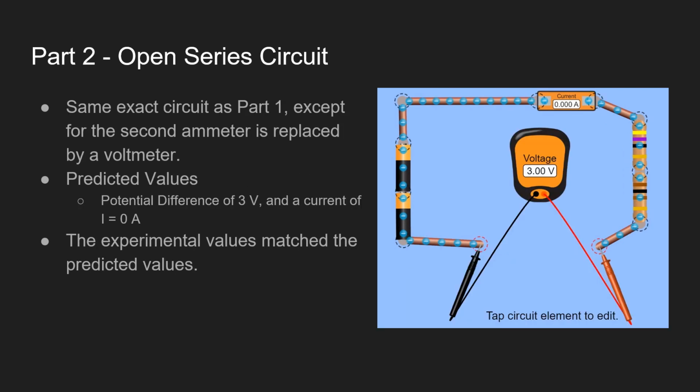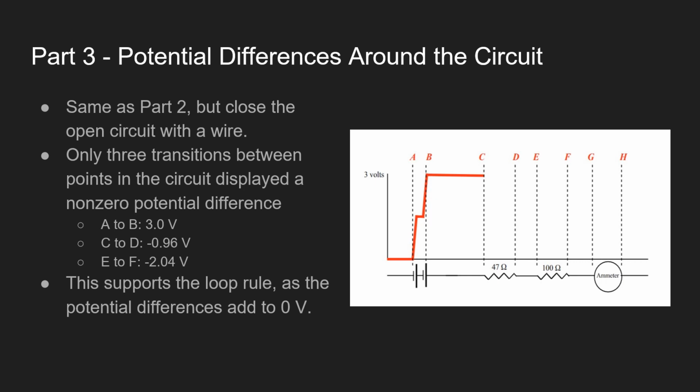Part 2 was the open series circuit, which was the exact same as Part 1, except the second ammeter is replaced by a voltmeter. The predicted values were a potential difference of 3 volts and a current of 0, and these predicted values matched the experimental values.